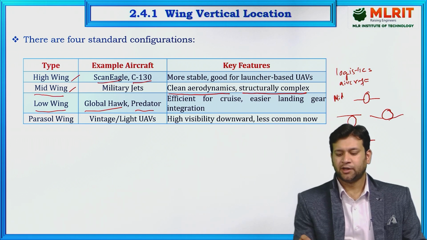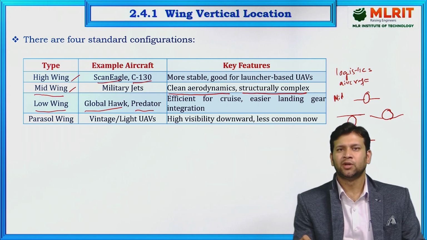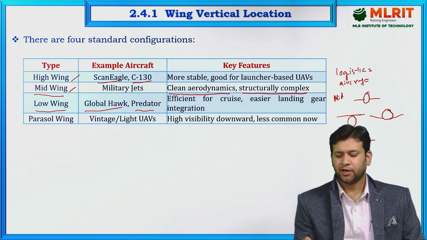In aircraft applications, high wing structures are generally given for larger aircraft which carry huge payload like C-130. It's completely logistics. It will carry logistics from one point to another point. It will depart from one point, reach its destination after completing its range, and land there. Similarly, we have mid-wing aircraft. These mid-wing aircraft are agile in nature and have good maneuverable capabilities.